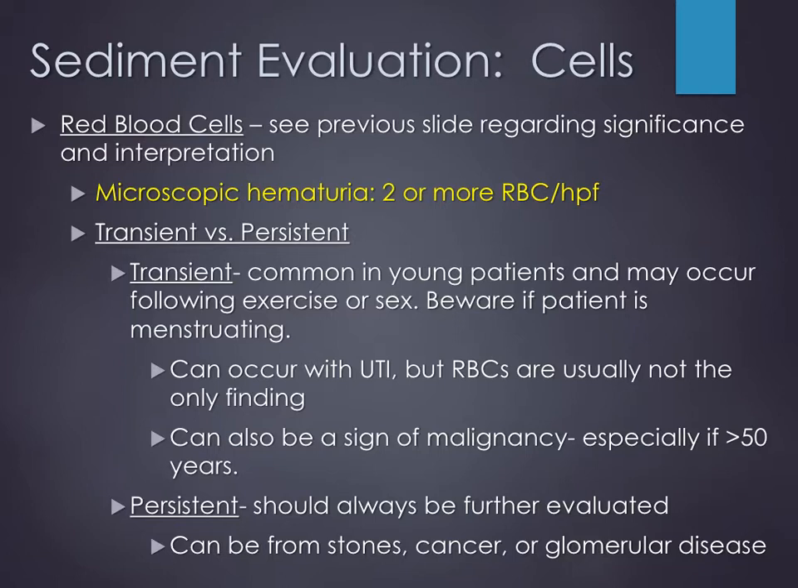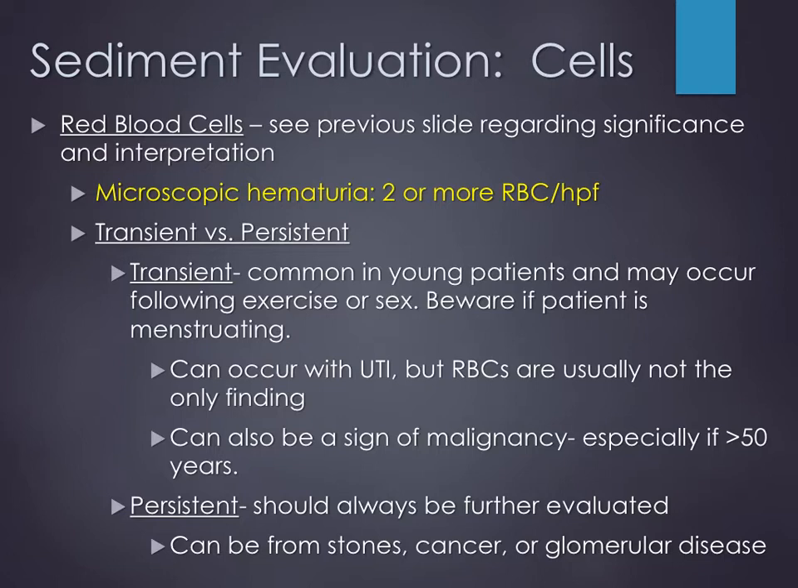Now, when you have a patient who's got hematuria, there's really 3 main questions to ask. One is, are there any symptoms or significant history which would lead you to a diagnosis? 2, do you think this is glomerular or non-glomerular in nature? And 3, is it transient or persistent? Based on the answers to those questions, it's going to help guide you on what the further workup might be, whether it's a CAT scan or they need a cystoscopy. Now, transient versus persistent. Transient is really common in young people, typically can occur following exercise or sexual activity.